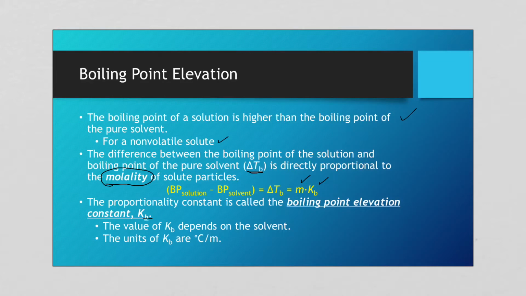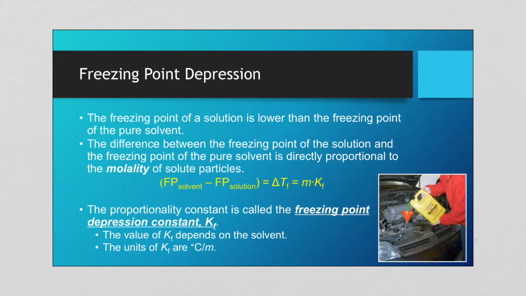So this is going to be solvent-based, so each solvent will have its own value of K_B. And the units are degrees Celsius per molality. And again, this allows the units to cancel out so that we get our change in boiling point in units of degrees Celsius. So of course, you're going to find tables of these constants, and you're going to plug them in.